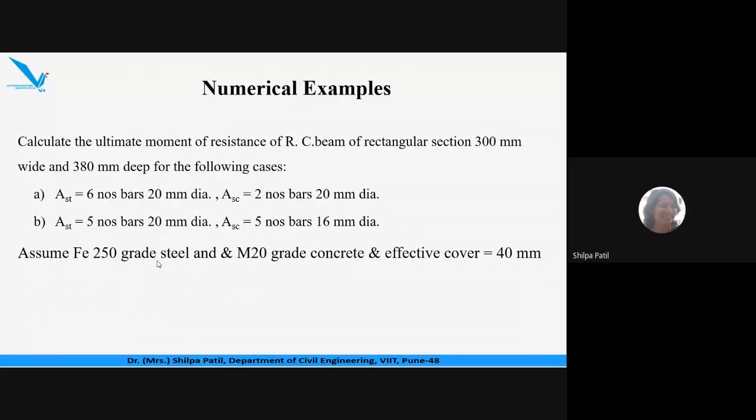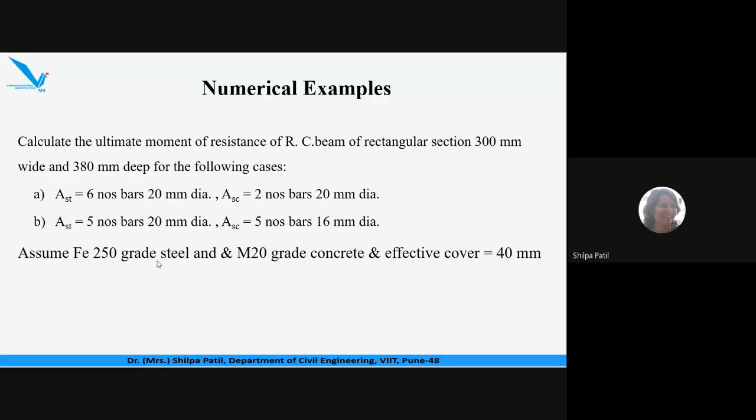So note down this example in your notebook. Calculate the ultimate moment of resistance of an RC beam of rectangular section 300 mm wide and 380 mm deep for the following cases. First case, AST is given, that is area of steel, 6 bars of 20 mm diameter, and area of steel in compression zone is also given, 2 bars of 20 mm diameter. Second case, area of steel in tension, 5 bars, 20 mm diameter. Area of steel in compression zone, 5 bars, 16 mm diameter.